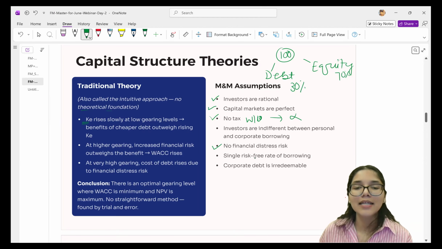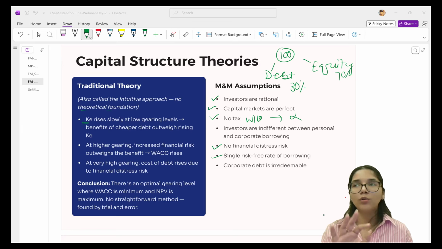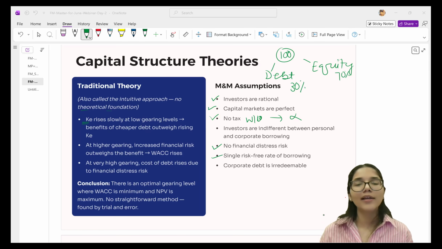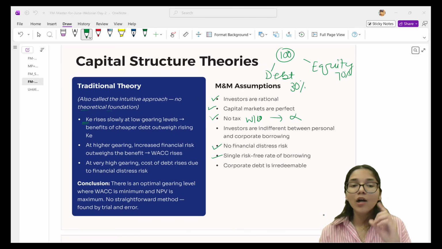Another thing is that there's a single risk-free rate of borrowing in the economy. If I talk about the borrowings that we see people making today, you don't have to go very far. In your same city, if you go to three different banks and ask them that I want to make some investment in a fixed deposit, what do you think? Will they all offer you the same amount of interest? All three banks will give you the same rate? No. So finding out one single risk-free rate for borrowing in an economy is an extremely impossible task to do.